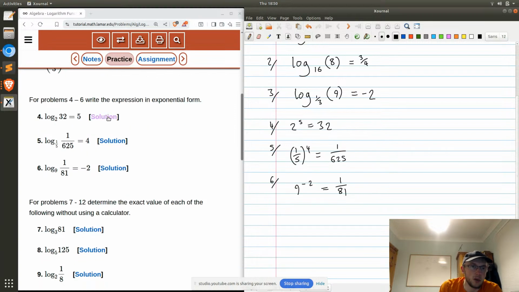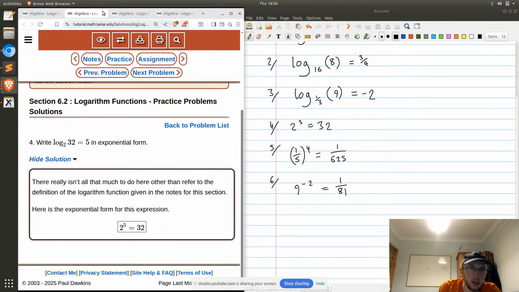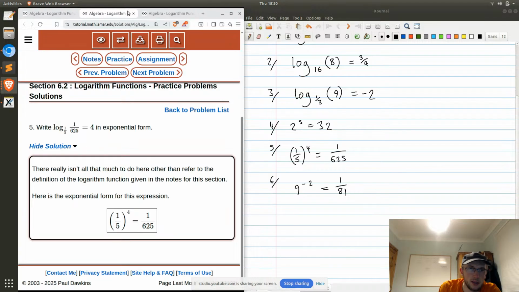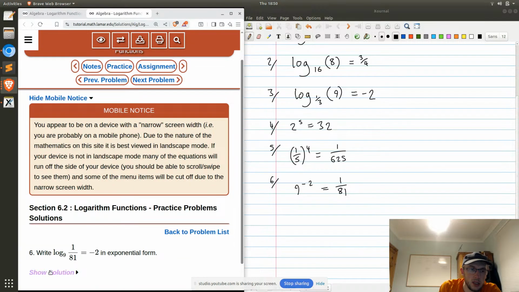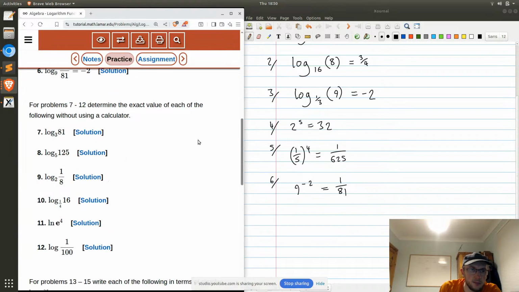And now we check those to make sure they're correct. That's correct. And that's correct. And that is 2. And that's good.